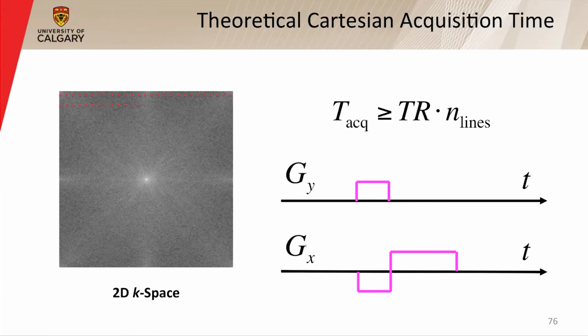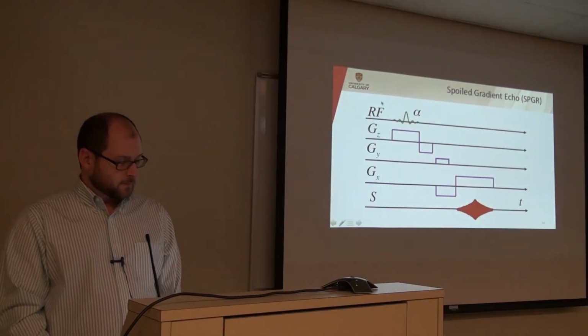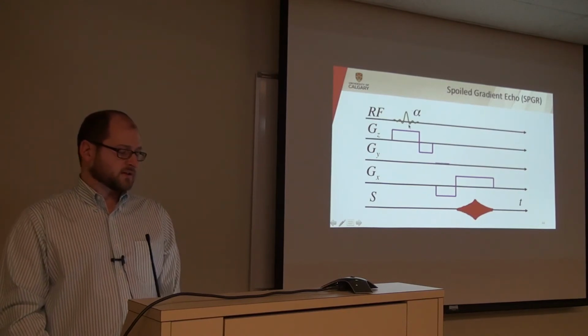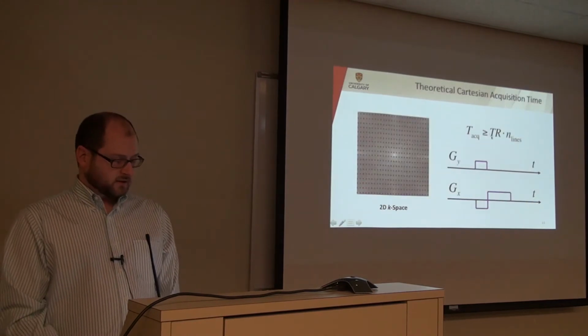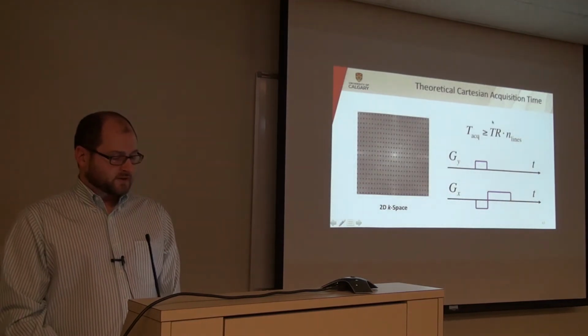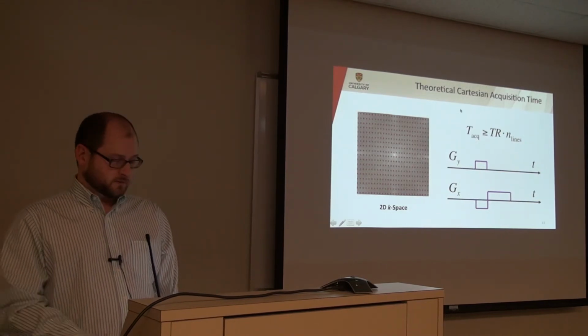And so basically this is just to highlight how boring and slow it is to do a normal theoretical Cartesian acquisition. And so one of the things that we can do is we can apply spoiling. So this is just our same gradient echo sequence here. And so what spoiling allows us to do is to reduce the TR. So if we go back to this equation, we either have to speed up TR or we have to reduce the number of lines in order to make our total acquisition time smaller.